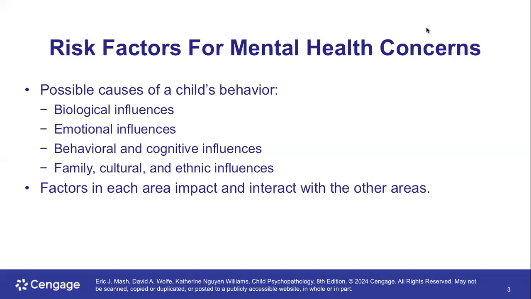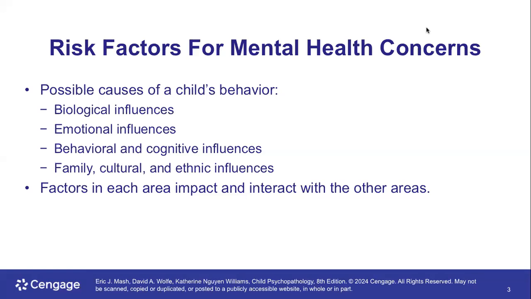So if you were to ask, what are some risk factors for mental health concerns? They really come in different ways. The first area that we're going to talk about are biological influences. And when we talk about biology, we're going to talk about the brain, we're going to talk about neurotransmitters, we're going to talk about hormones, we'll talk about chromosomal and genetic conditions.